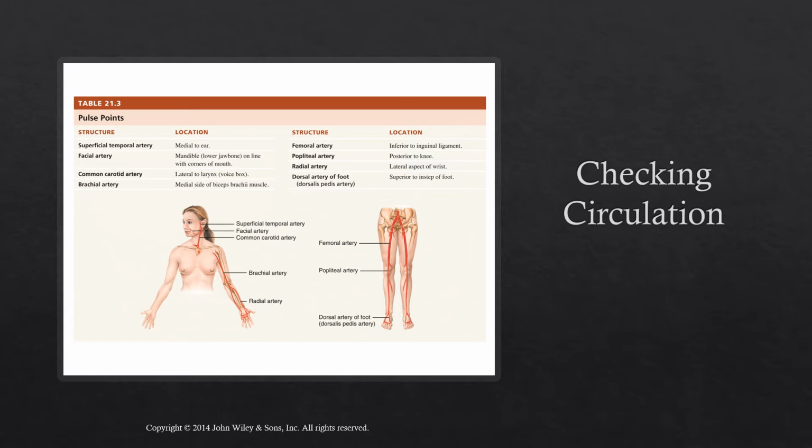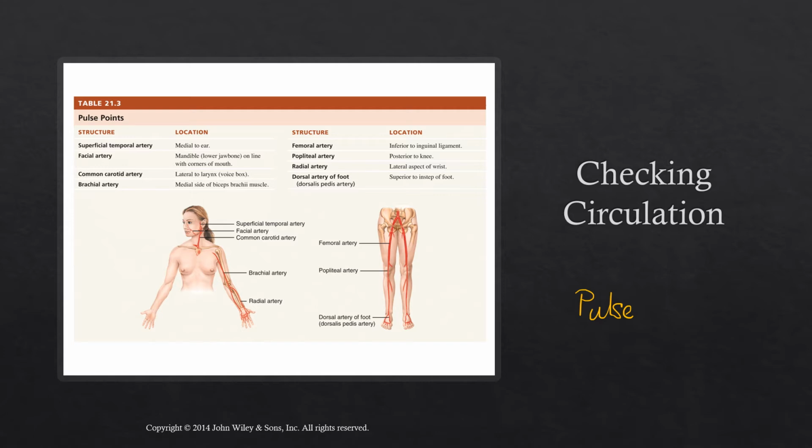So the alternating expansion and recoiling of elastic arteries after each systole of the left ventricle creates a traveling pressure wave that's called a pulse. Now the pulse is strongest in the arteries that are closest to the heart, and it becomes weaker in the arterioles, and then in the capillaries this pulse disappears altogether.